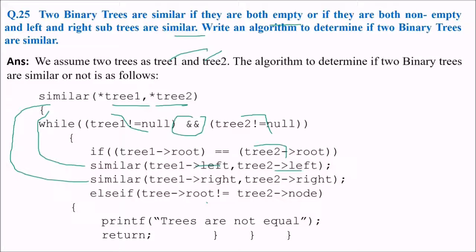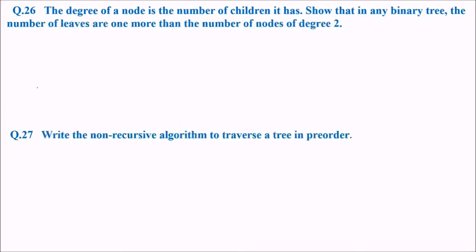Otherwise, if tree 1 root is not equal to tree 2 root, then we say that the trees are not equal. So this is the simple algorithm to find if the two binary trees are similar or not.